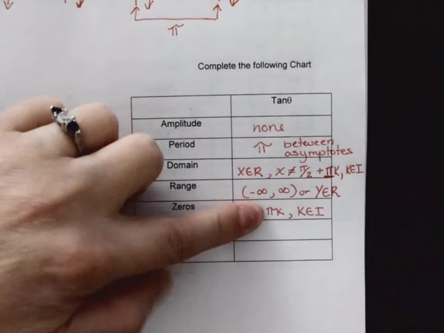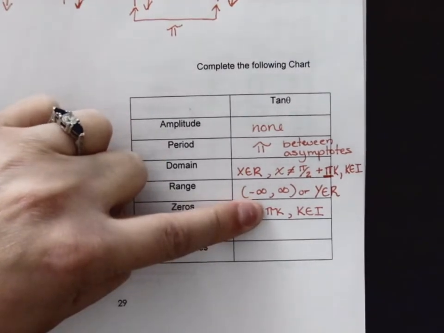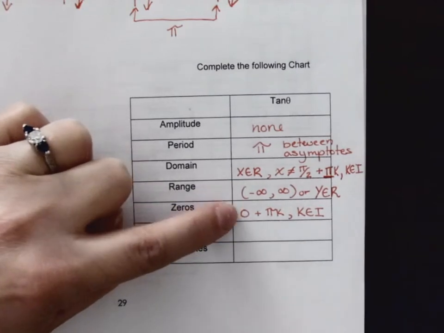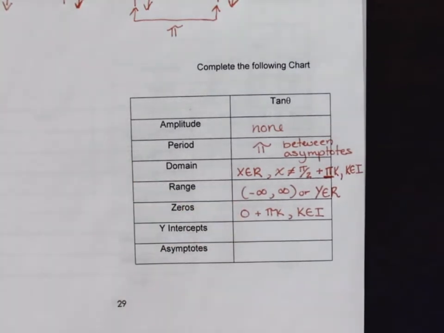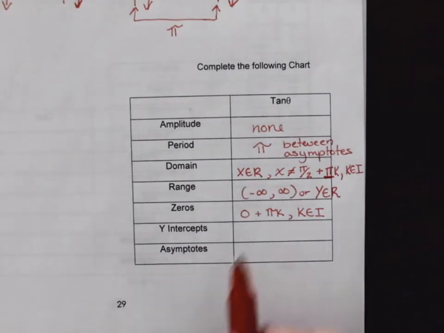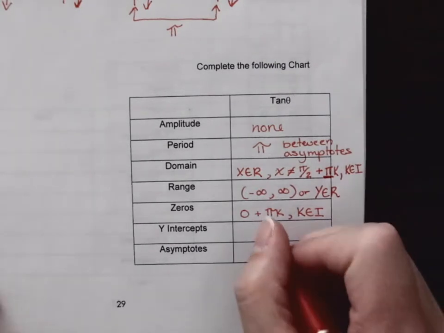So, ladies and gentlemen, you might see it written like that. Pi k. Because where are you starting? 0. So sometimes in answer keys we won't put that 0, but it means the same thing. You would not be wrong to have the 0 there. Okay, y-intercepts. 0.